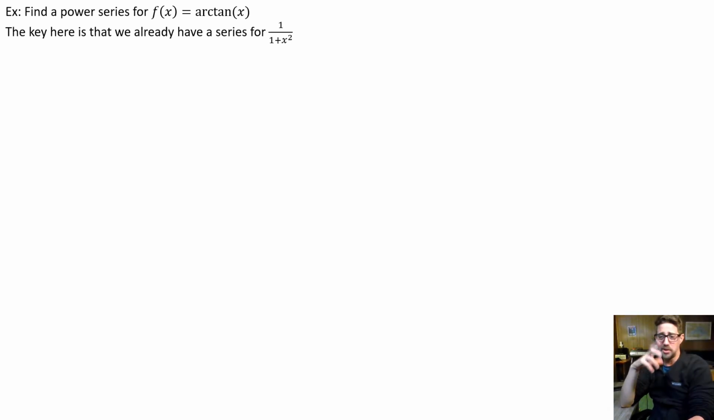So the only reason we can do this, we can't build it up from the ground up, in this case at least, is that we already have a series for 1 over 1 plus x squared. What the heck do those two things have to do with each other? You know what they do. This is the derivative of arctan. So we built this. Now, if you integrate this, you get arctan, right?